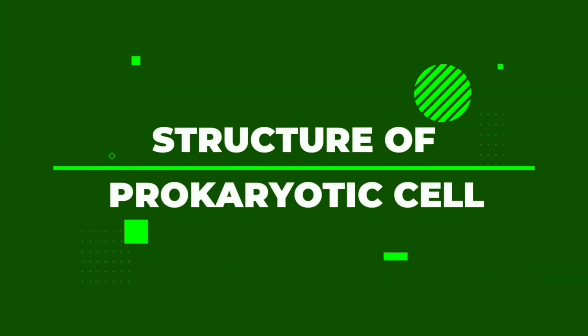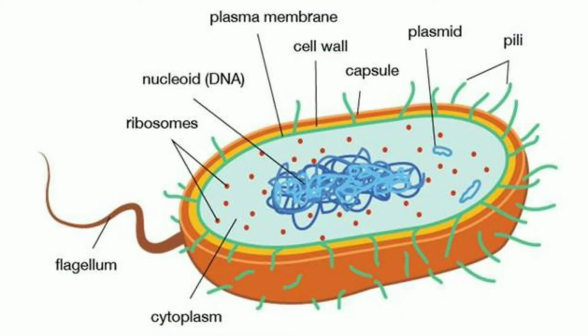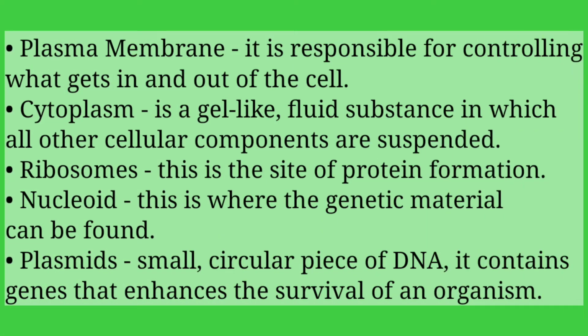The structure of a prokaryotic cell. There are 8 basic structures of a prokaryotic cell: the cytoplasm, flagellum, ribosomes, nucleoid, plasma membrane, cell wall, plasmid, and pili. Plasma membrane. It is responsible for controlling what gets in and out of the cell. Cytoplasm is a gel-like fluid substance in which all other cellular components are suspended. Ribosomes. This is the site of protein formation.